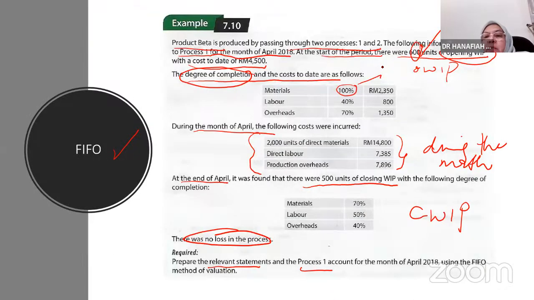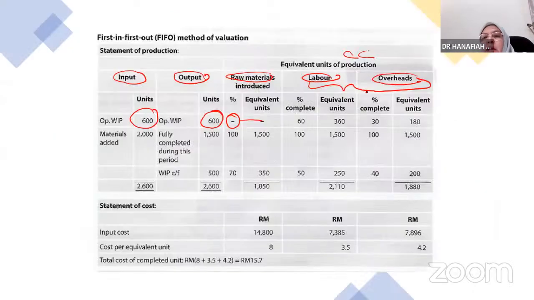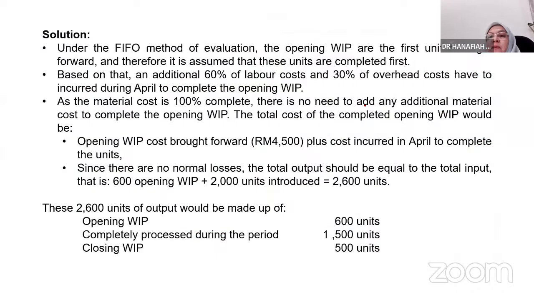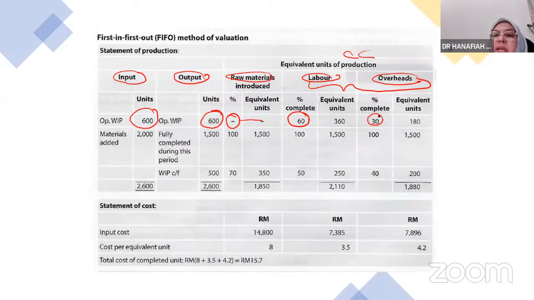However, for labor, since you have completed 40%, you need to complete another 60%. And for overhead, you have completed 70%, therefore the remaining 30% needs to be completed. It is different. You remember like this. For opening, you have to look at the percentage and how many percent you need to complete more. It is different from closing work in progress.